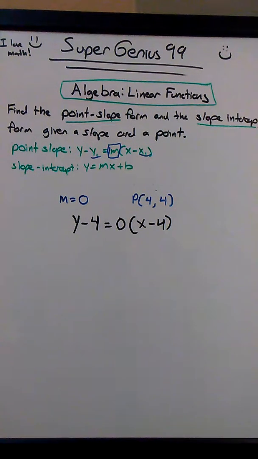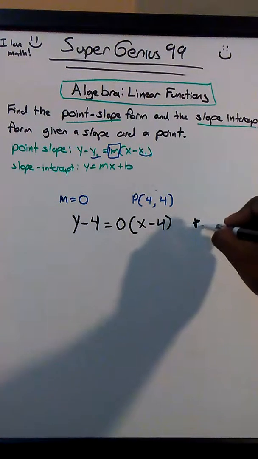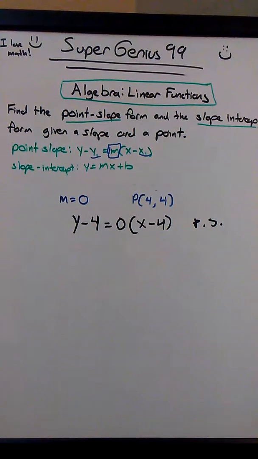Okay, that's your point slope form. Sorry, point slope form. Point slope. Let's put a PS there. Now let's put that in slope-intercept form by solving for y.